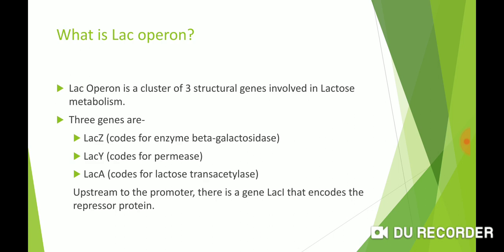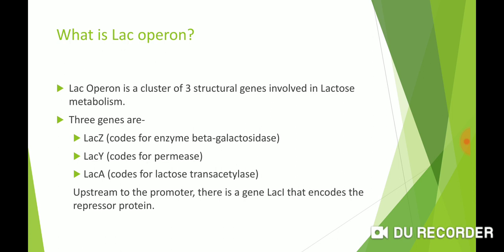Now, what is the lac operon actually? The lac operon is a cluster of three structural genes that is involved in lactose metabolism. There are three genes: lac Z, lac Y, and lac A. The lac Z codes for the enzyme beta galactosidase. This enzyme helps in the breakdown of lactose into glucose so that the cells can utilize it.